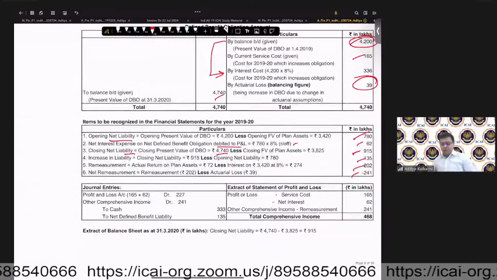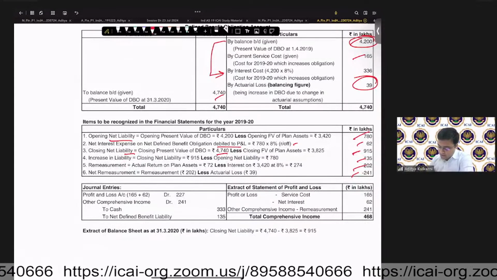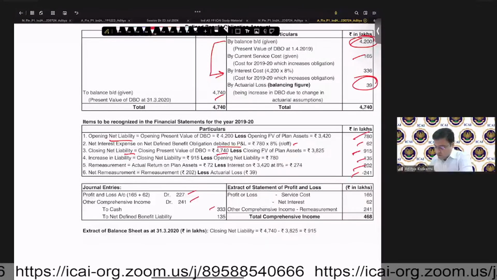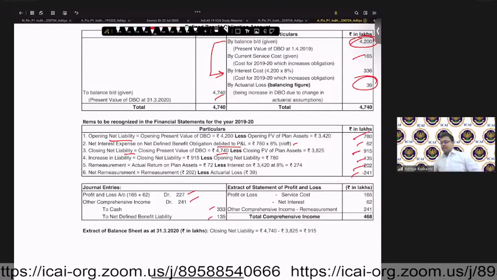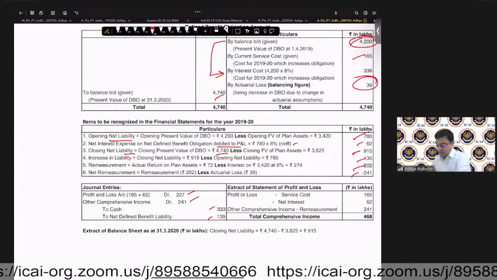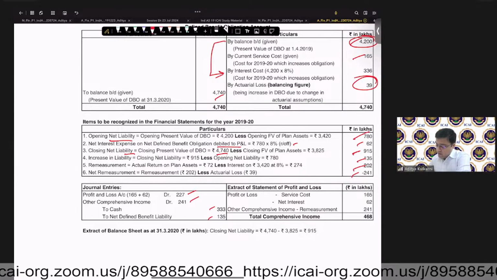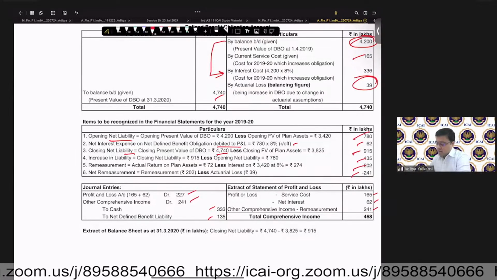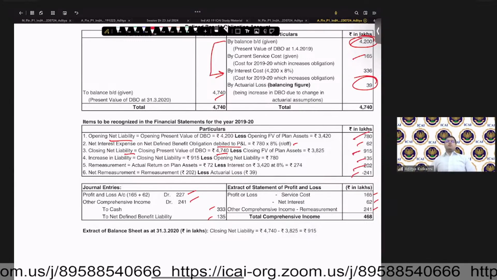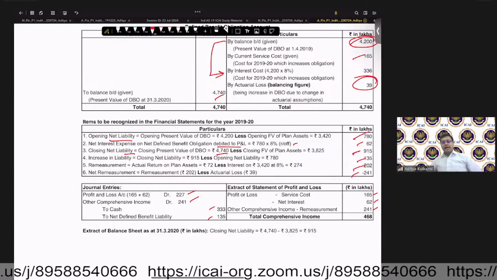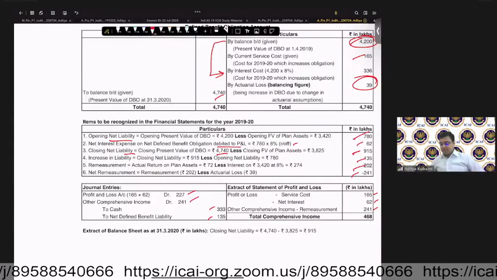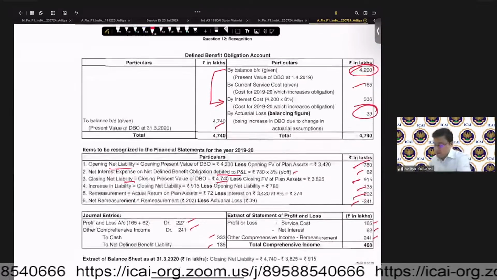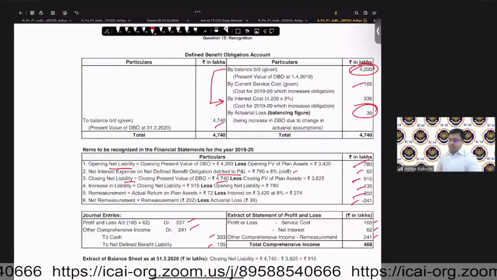So what are you going to present? P&L account debit 227, other comprehensive income 241, to cash 333, to net defined benefit liability 135. In P&L, you have the service cost and you have the other comprehensive income. That's it. So that covers your overall manner in which you do the presentation. Any doubts here, please ask. Anywhere you are stuck, please feel free to ask.